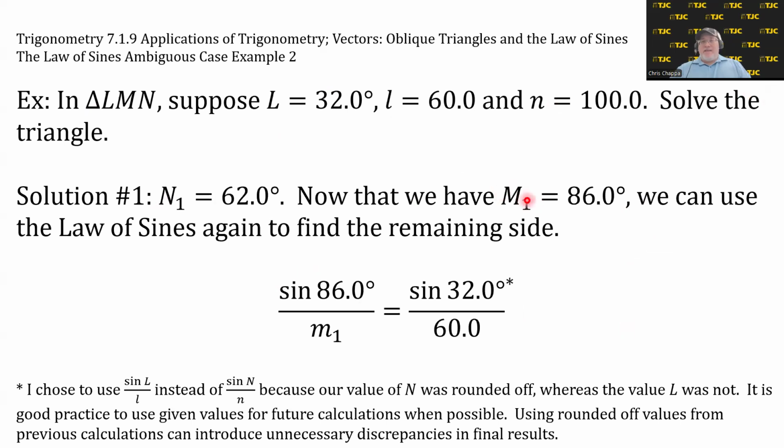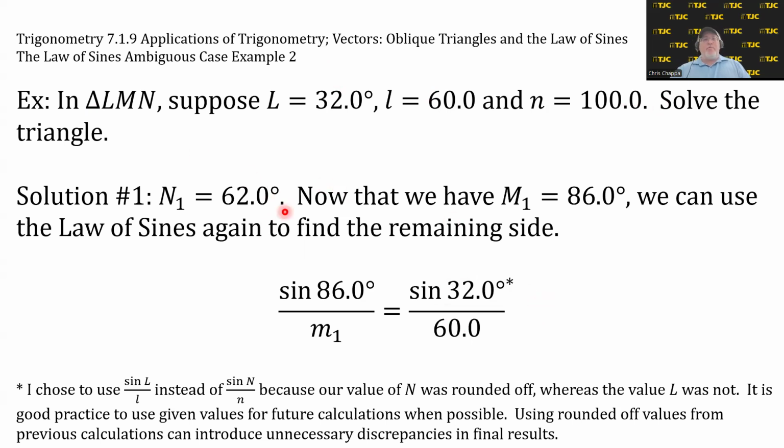Now that we have angle M, our first angle M is 86.0 degrees, we can use the law of sines to find the remaining side. So let's set up sine of 86.0 degrees, angle M, over m1 equals sine of 32.0 degrees over 60, what we were given. Now, if you're wondering why I didn't use sine of 62 degrees over 100, that's because I like to not use rounded off values whenever possible.